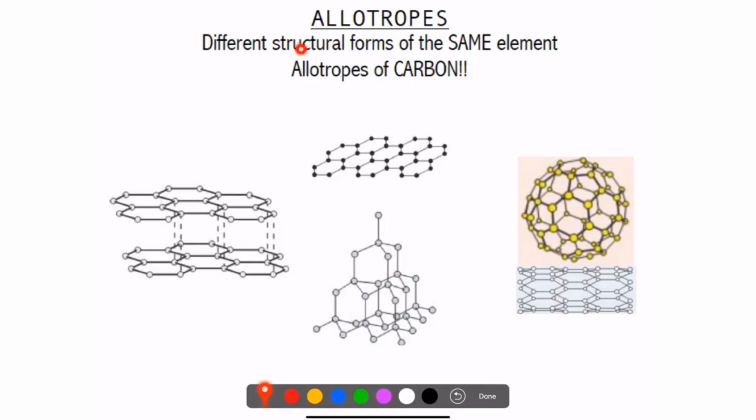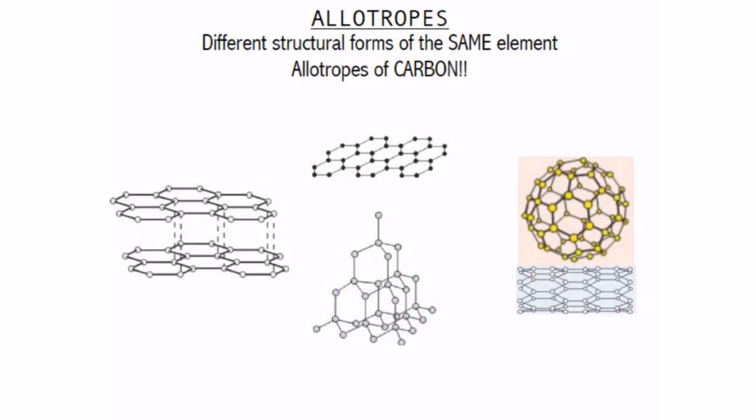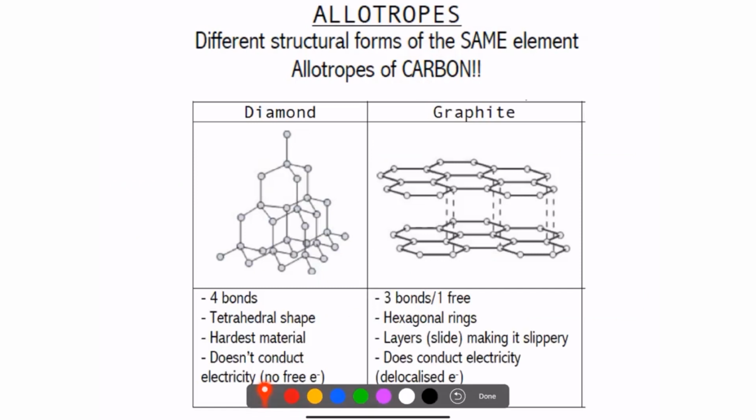Allotropes are different structural forms of the same element. So for example, here you have graphite, here you have diamond. This is graphene, which is one layer of graphite. So if you take a layer, that gives you graphene. And here you've got fullerenes, such as spheres or tubes. Now these are all made of carbon, but as you can see, they have different structures, which is why they're called allotropes.